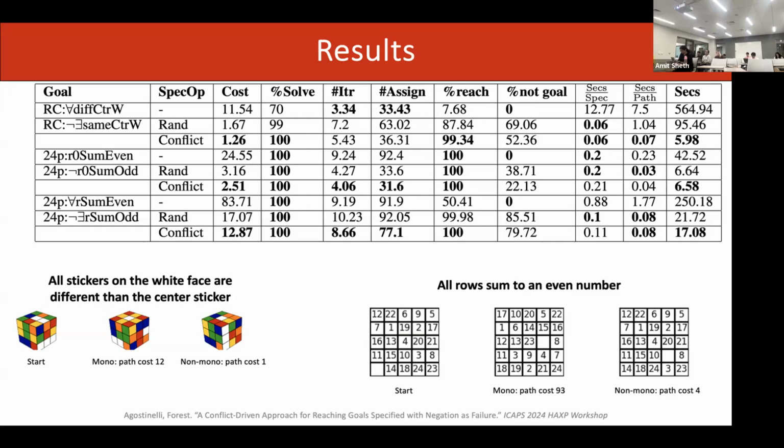Whereas with negation as failure, it's much faster. Say, for example, with this sliding tile puzzle, I want to say all rows sum to an even number.